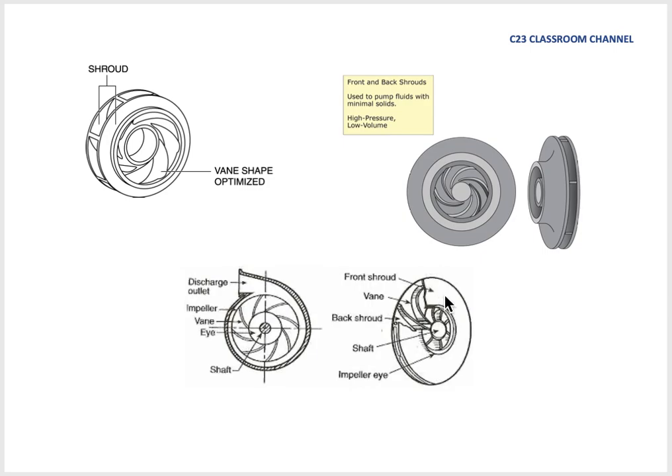This might be a clearer picture of the shroud. We have a front shroud, a back shroud, and the vane. Some people say vane, some say blade, and the set of blades here is called an impeller. This is the impeller eye where the water comes in.